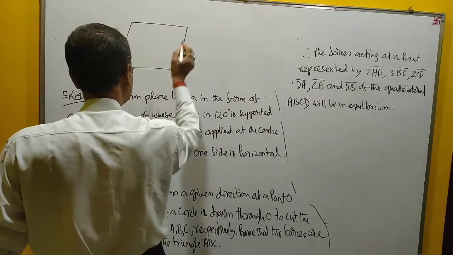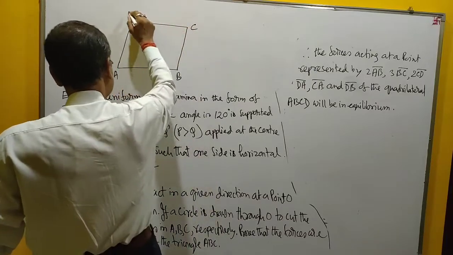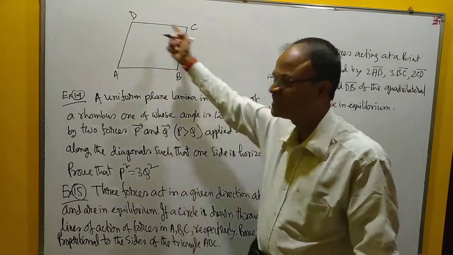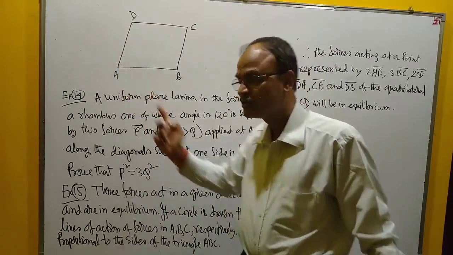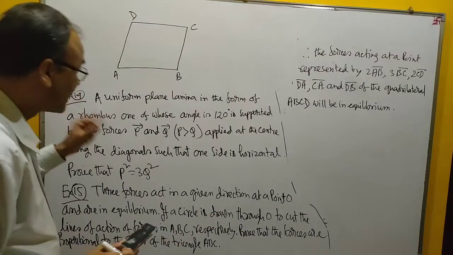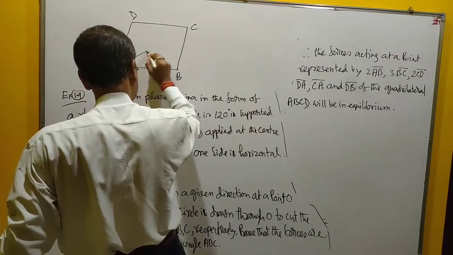Opposite sides are parallel. ABCD is a rhombus such that one side is horizontal, CD is horizontal. Suppose CD is horizontal. Now, draw the diagonals.